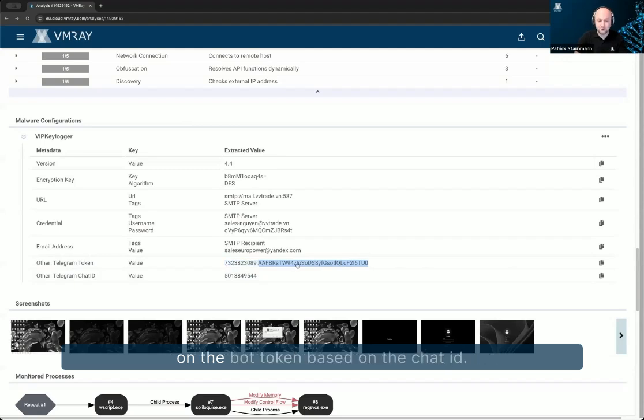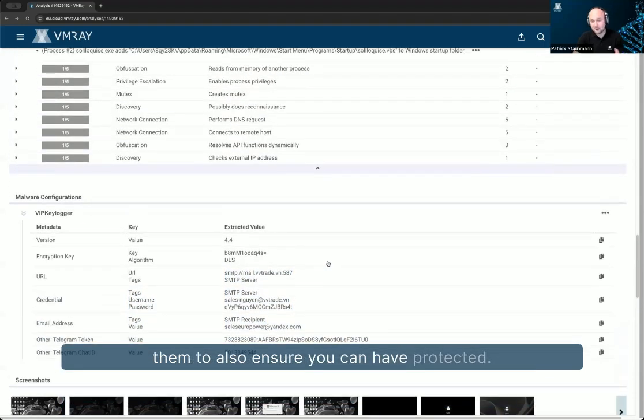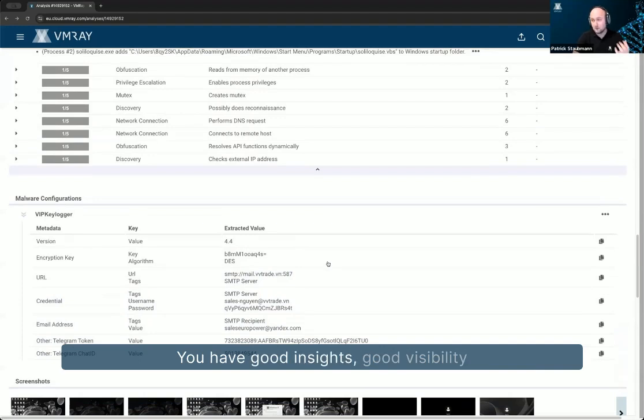You could find samples that are being distributed by the same operators based on the ID here, based on the bot token, based on the chat ID. And there's also plenty of other open source intelligence topics and stuff that you can do here, right? It's an API of Telegram. You basically have the token here, so you can also play a bit around and do some tracking on that side. And yeah, that's important information. And due to the malware configuration extractors we have here, it's also very easy then just to track those operations down here and follow them to also ensure you have good insights, good visibility, and can protect your environment.